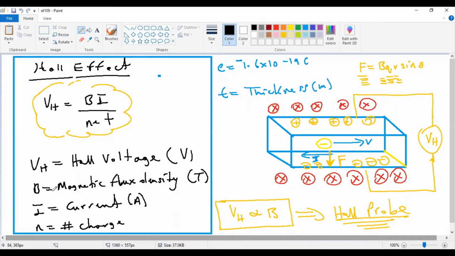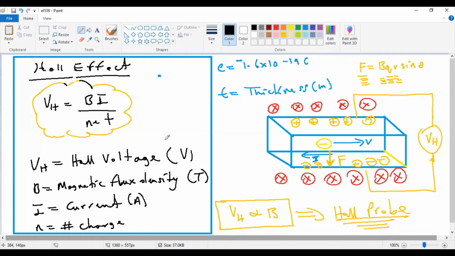Okay. So if we want to calculate, VH = BI over NET. All right, so that's the concept. This is the example that we had on the other side as well, where the magnetic field is in red going into the board, and of course we have the downward forces on the electron. This is a very important concept because some voltmeters are now designed based on the Hall voltage. All right, so that's ideal.